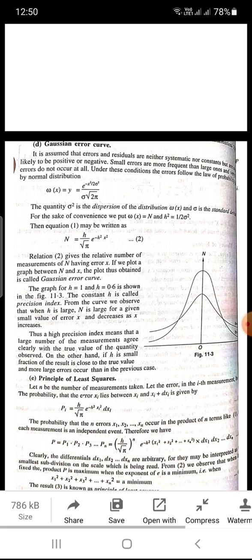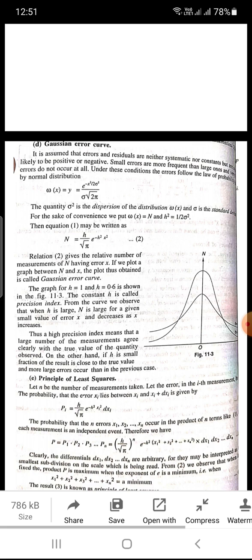Next is principle of least square. Now suppose let n be the number of measurements taken. Let the error in the ith measurement be xi. The probability that the error xi lies between xi and xi plus dxi is given by pi is equal to h upon under root pi into e raised to minus h square xi square dxi.